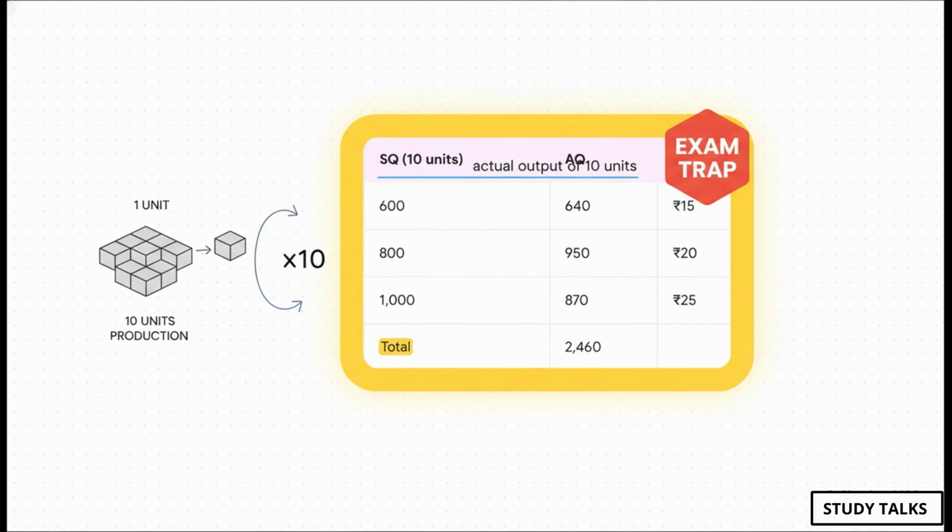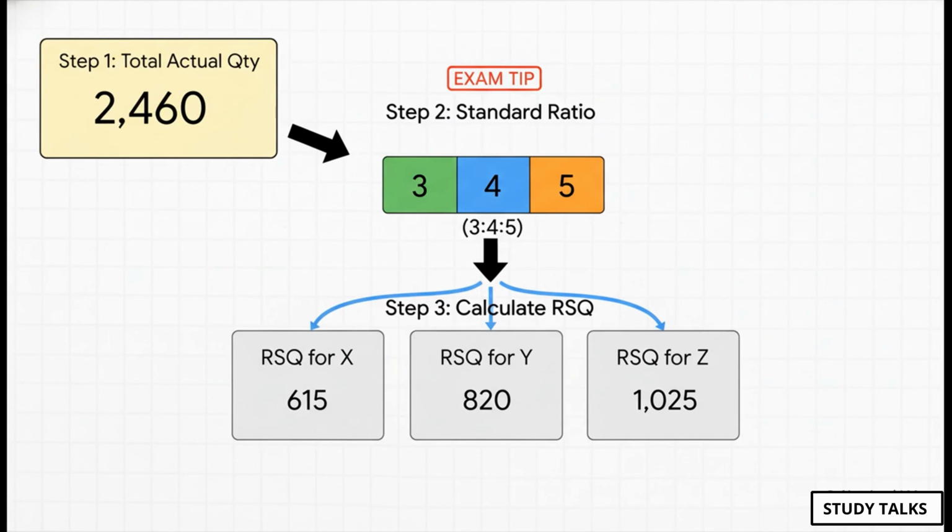Okay, first things first. And I'm telling you, this is a classic exam trap where people throw away easy marks. The standard data is for 1 unit, but we produced 10. So what do we have to do? Our standard quantity, our SQ, has to be for the actual output of 10 units. We have to multiply all the standard quantities by 10 to get the right starting point. Don't miss this. And now let's calculate our all-important RSQ using our trusty three-step process.